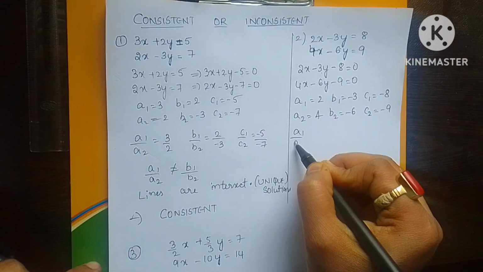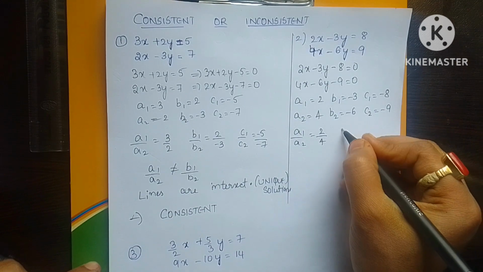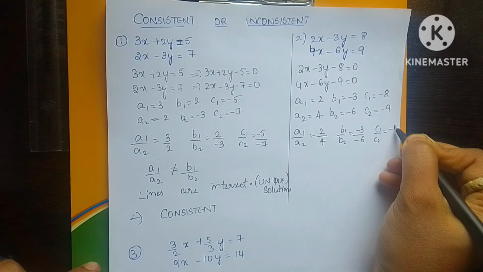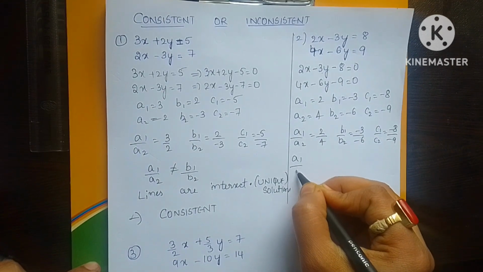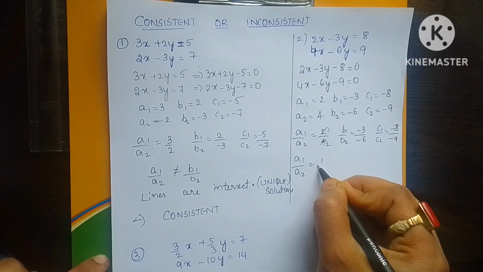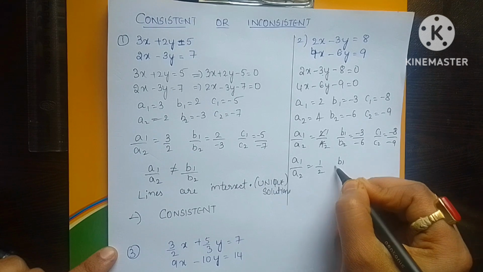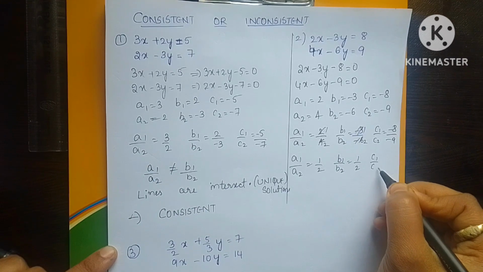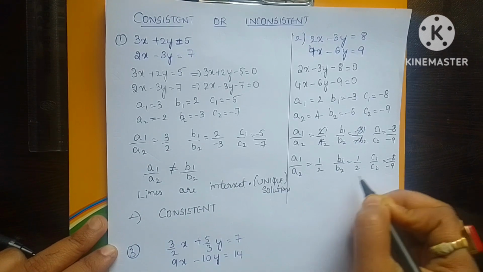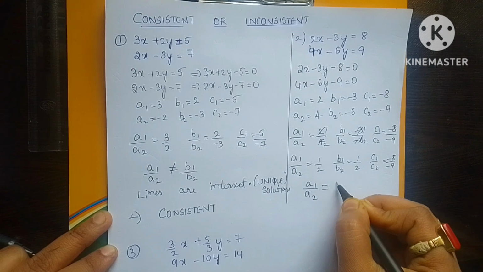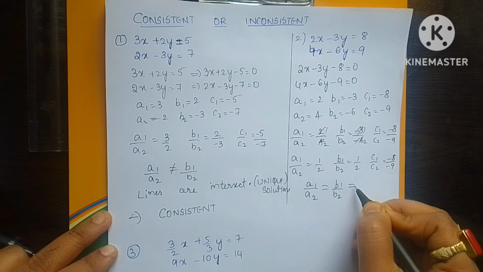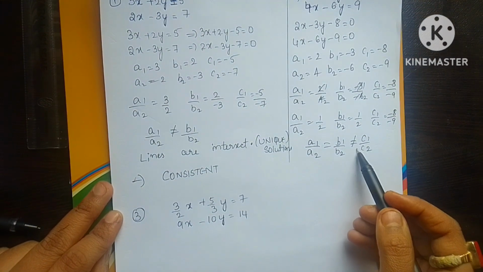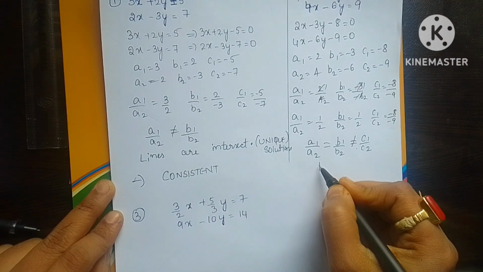Now we will do a1 by a2, which is 2 by 4, b1 by b2 is minus 3 by minus 6, c1 by c2 is minus 8 by minus 9. So a1 by a2 is 1 by 2, b1 by b2 is 1 by 2, the minus signs cancel, and c1 by c2 is 8 by 9. Here the condition is a1 by a2 equal to b1 by b2 not equal to c1 by c2. What is the condition for this? That is parallel lines.